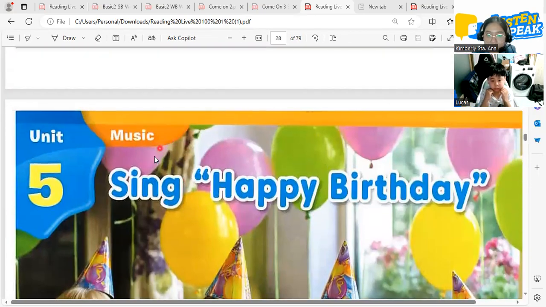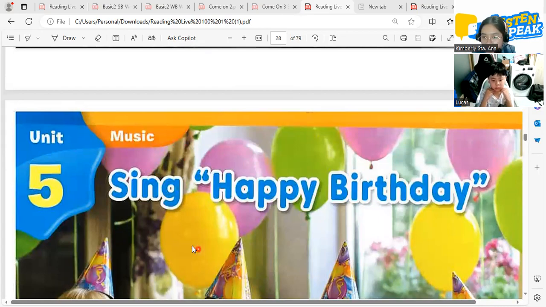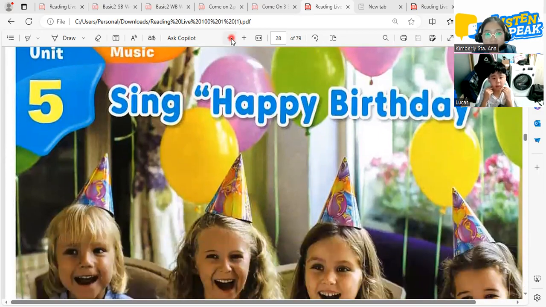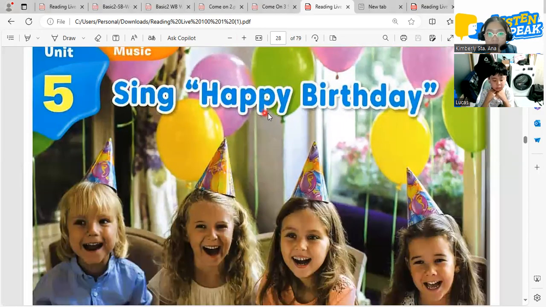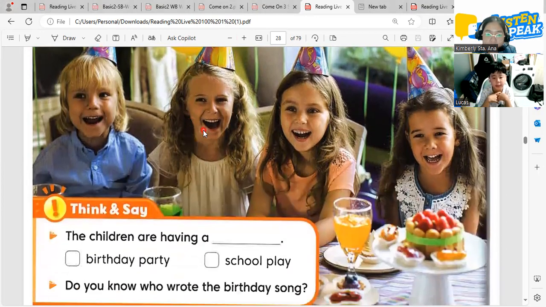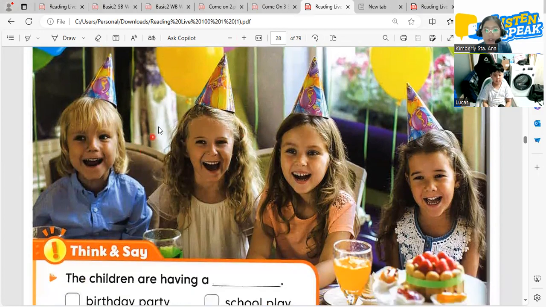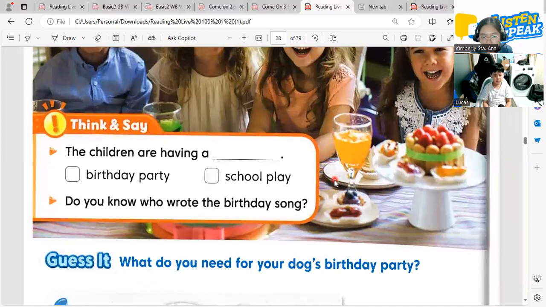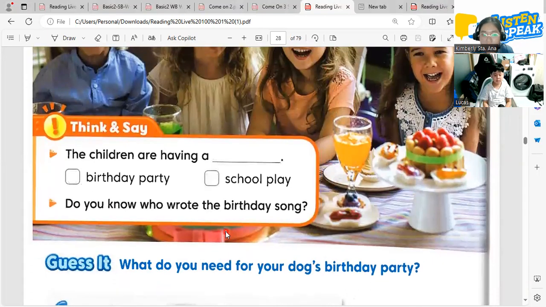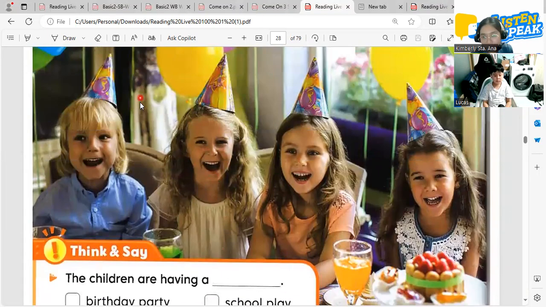It's all about singing happy birthday. Can you say that? Sing happy birthday. Oh, look, we can see four happy kids, and it's someone's birthday. That's why they are wearing birthday hats. There's a lot of food, there's a cake. So someone is celebrating her or his birthday.